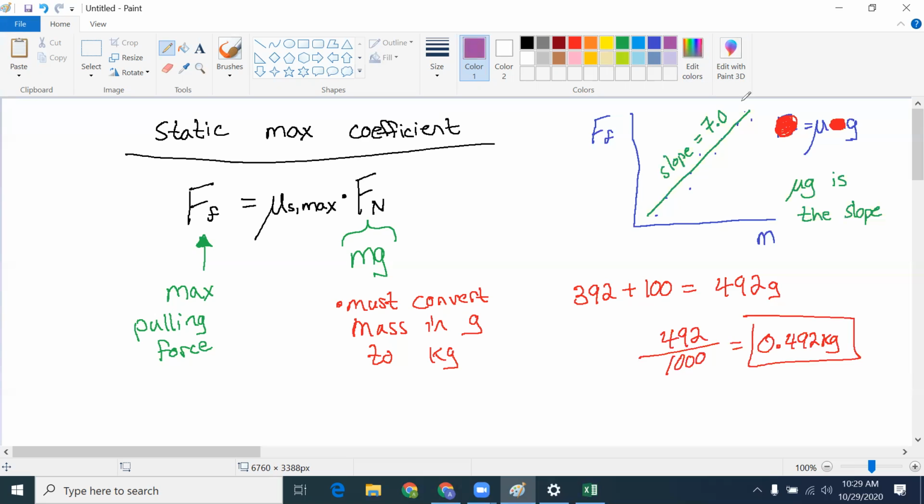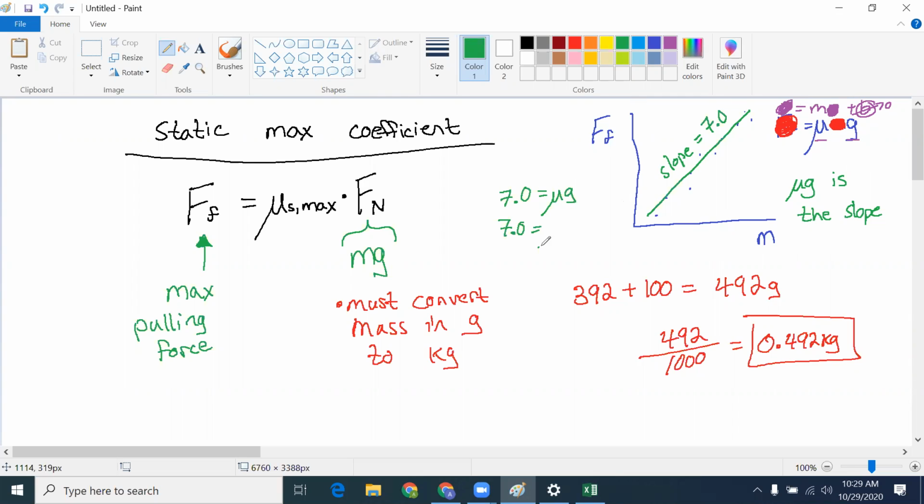This equation was taking the form of y equals mx plus b. There was no y-intercept. Without any mass, there will be no friction. The x value is mass. The y value is friction. So what I have left over is m, or slope, and that's mu g. So mu g is the slope. At this point, I would take 7, and I would set it equal to mu g.